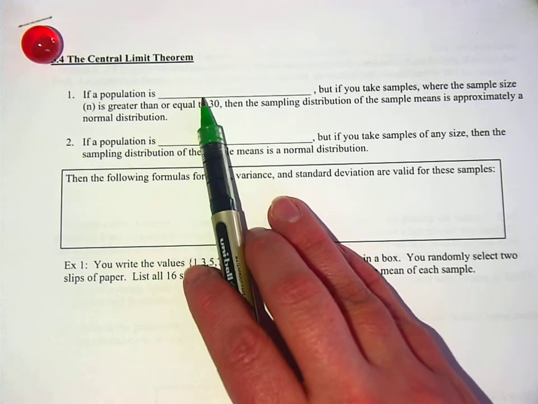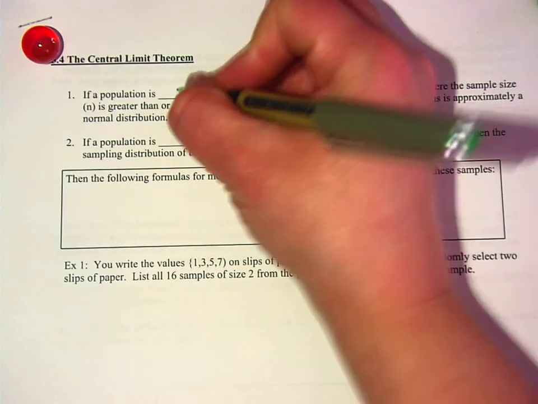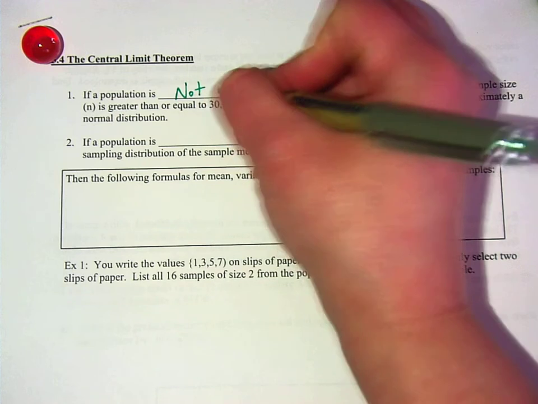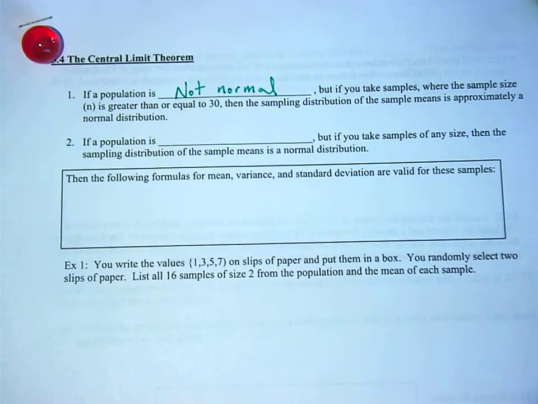So if a population is not normal, do you guys know what I mean by not normal? Not a bell curve. Right. Remember, guys, that normal distribution means bell curve. If you want to write bell curve on top of normal, then write it.